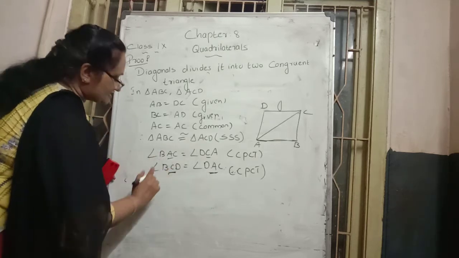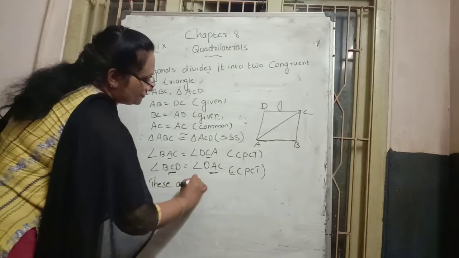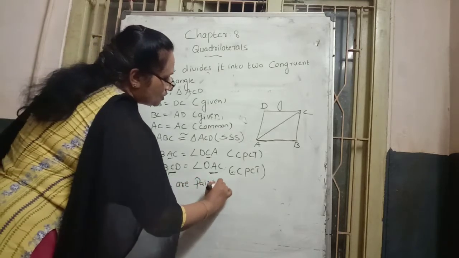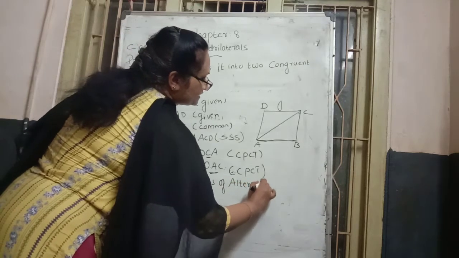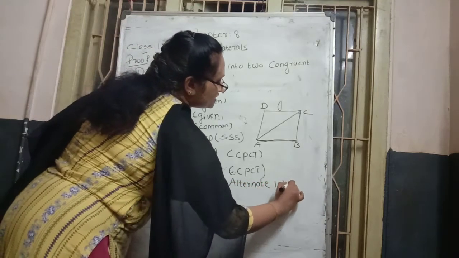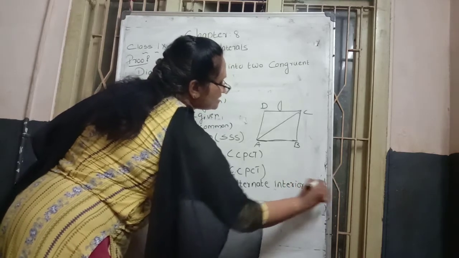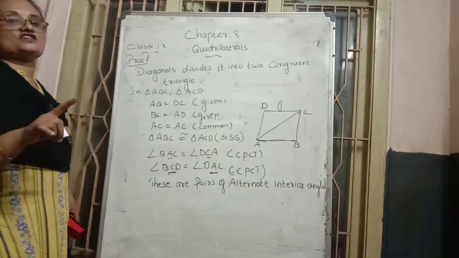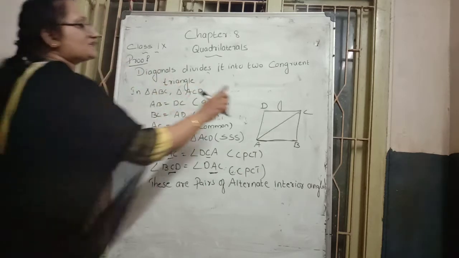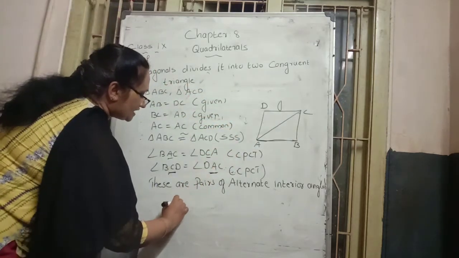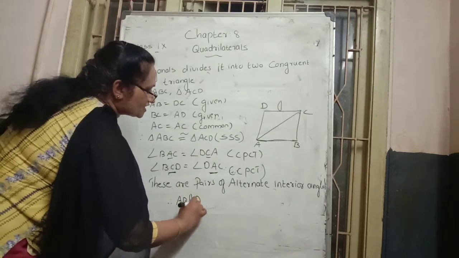interior angles. They are alternate interior angles. That's why, since alternate interior angles are equal, the two opposite sides are parallel. Therefore we can say AB side is parallel to DC.